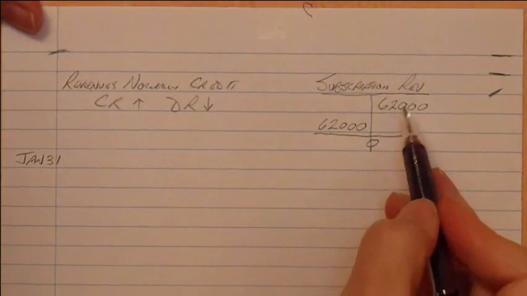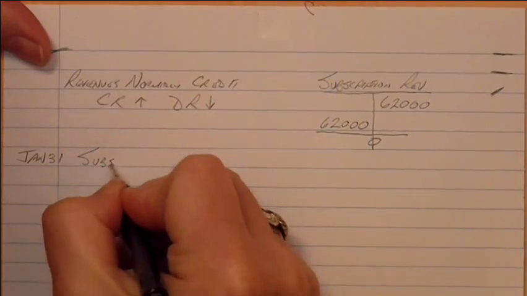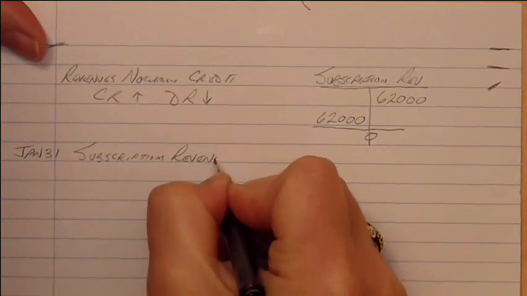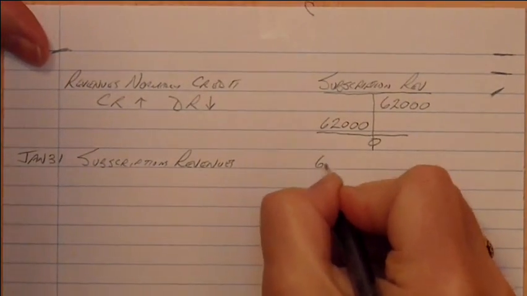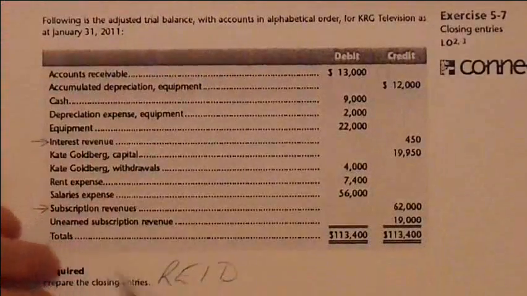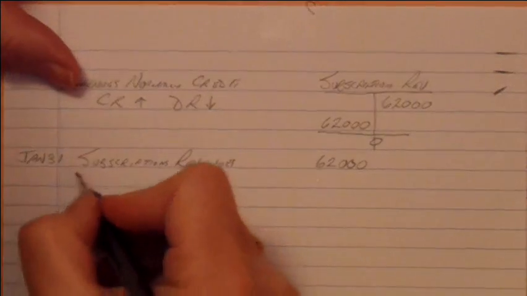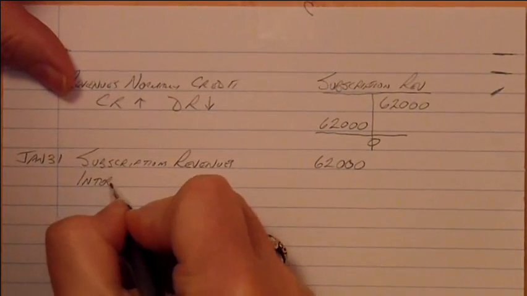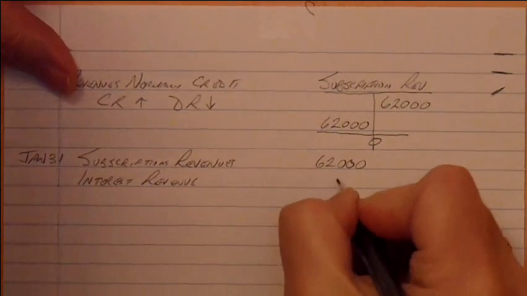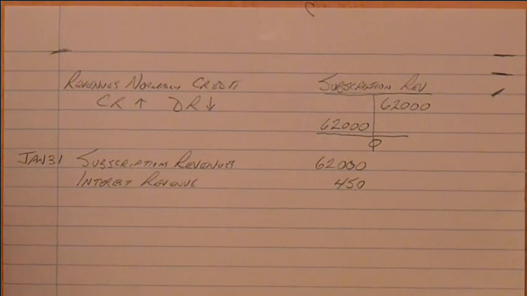Okay, and the first account we're going to debit then is subscriptions revenues, and we'll debit it for that $62,000. The other revenue account was interest revenue, and it's got a balance of $450, so let's debit that then, because it takes a debit to zero that out. Interest revenue, $450.